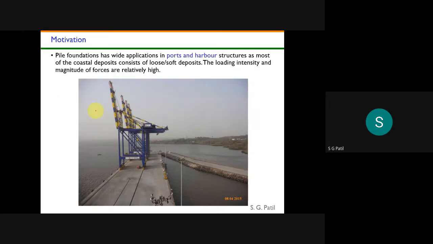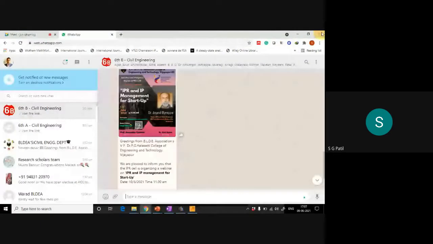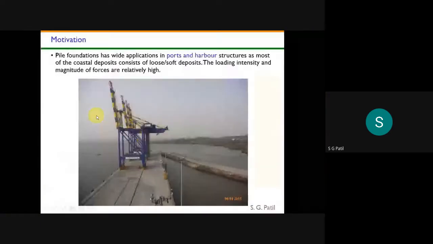So as I told, most of our coastal deposits are very soft in nature. There you can't rely on the shallow foundations, so you have to go for the deep foundations. One example is pile foundations.